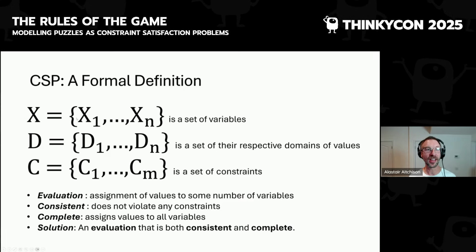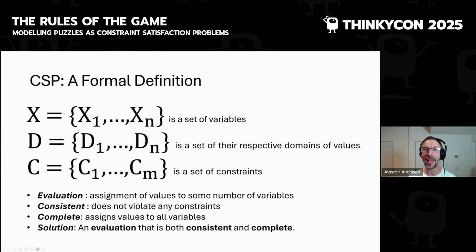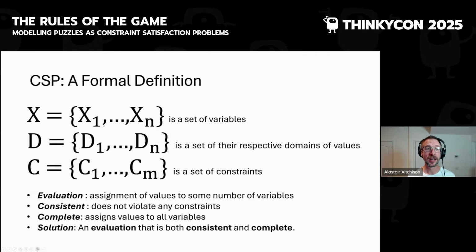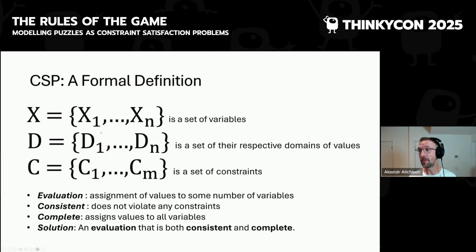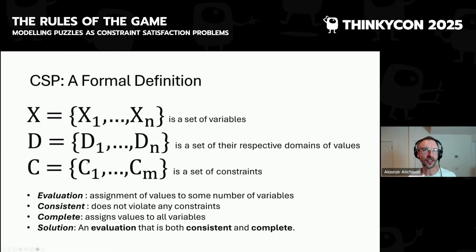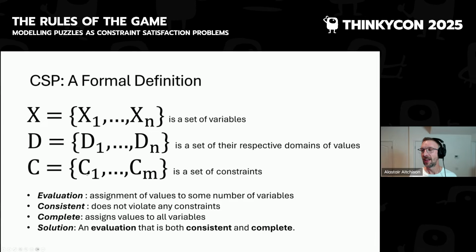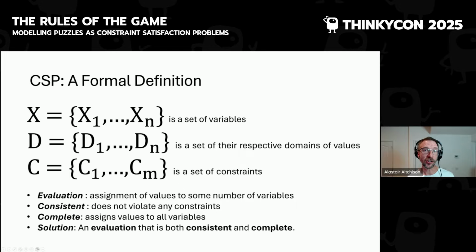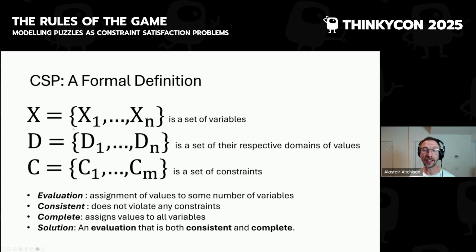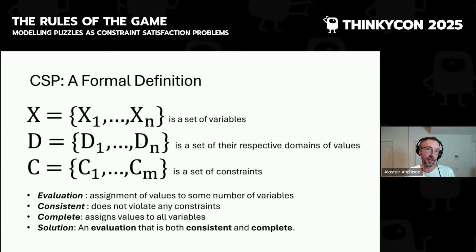All this is saying is that in a constraint satisfaction problem, you've got a bunch of variables, x. You've got x1 up to xn, each of which can be assigned a value from a corresponding domain, d1 up to dn. And you've also got a set of constraints that define relations between the variables. Now, we have an evaluation, which is an assignment of some number of variables in the set x to a value from their corresponding domain. It's an attempt to solve the problem.